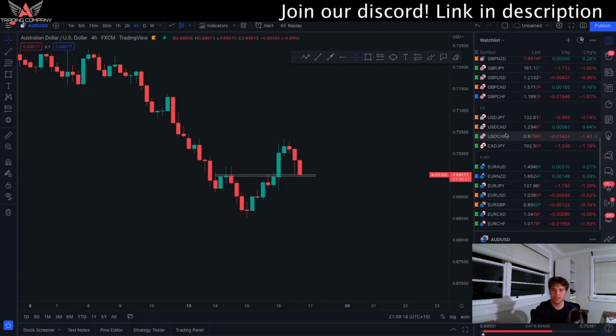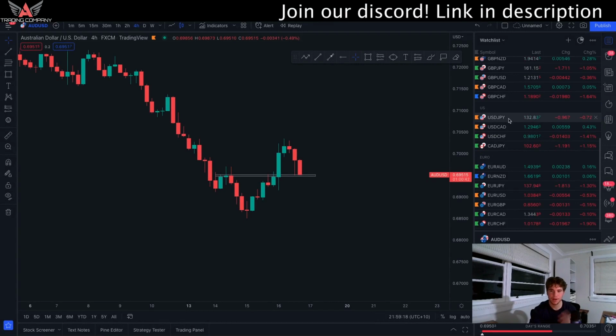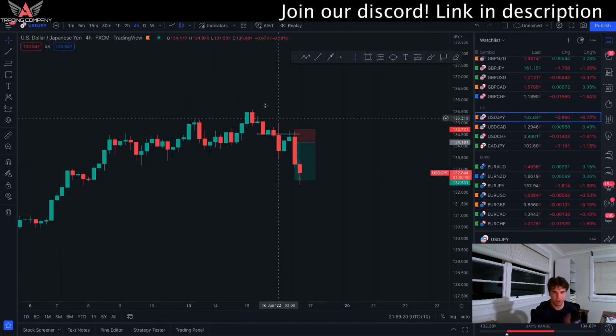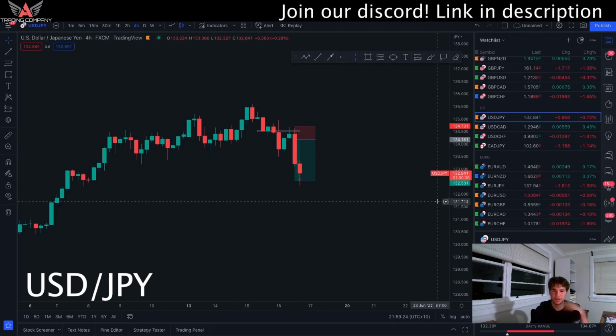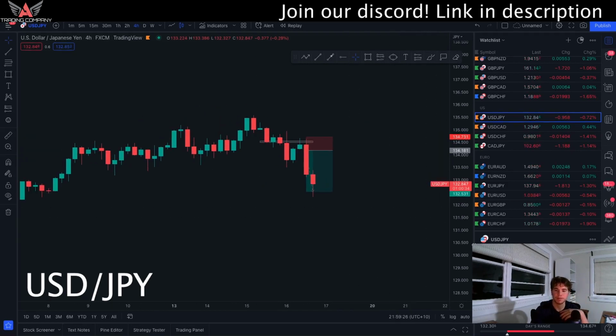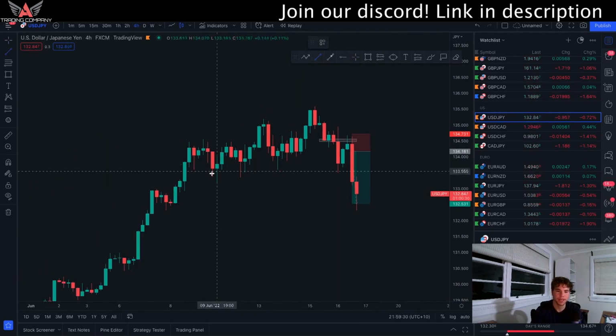So we'll look at some of the pairs I'm looking at, some trades, some setups. We'll break down this trade I just took on USD JPY, which ended up going really well. So just some ideas and some potential trades I'm looking to take. So USD JPY, let's break it down.